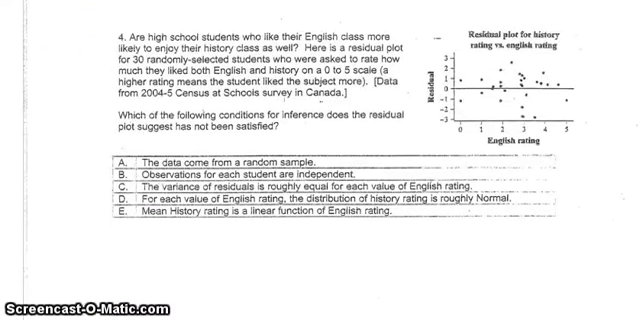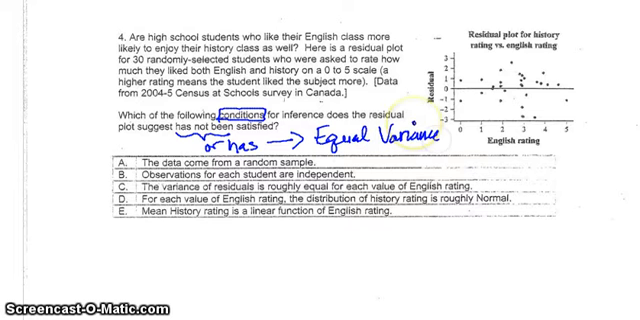For number 4, you're going to read through it then. Which of the following conditions for inference does the residual plot suggest has not been satisfied? Now, we're talking about a condition. So, has not or has, when we talk about residual plot, I should be thinking of equal variance. Which one of these best talks about that? I think it's Captain Obvious. C. Bam. Moving on.